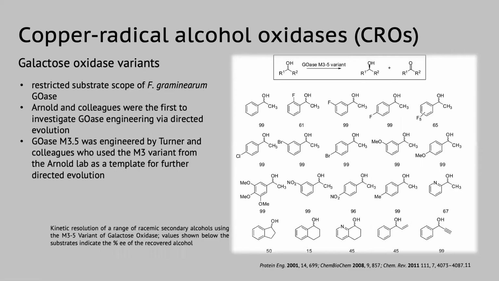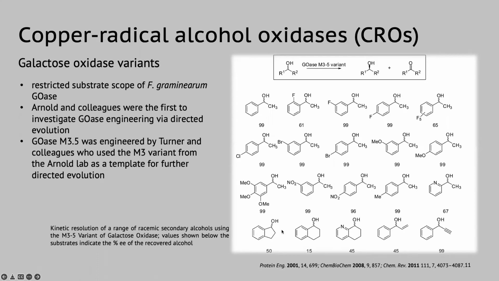So galactose oxidase has a restricted substrate scope, only on primary alcohols. And so there was a need to expand it for broader application in biotechnology. And Arnold and colleagues were the first to investigate galactose oxidase engineering by directed evolution. And they used random mutagenesis of the entire galactose oxidase gene. And mutant libraries were screened, with the most active identified in each round. And this led to variant M3.